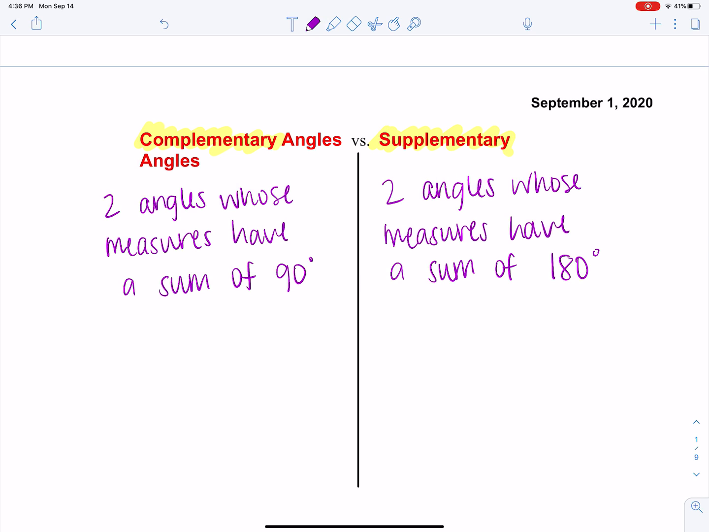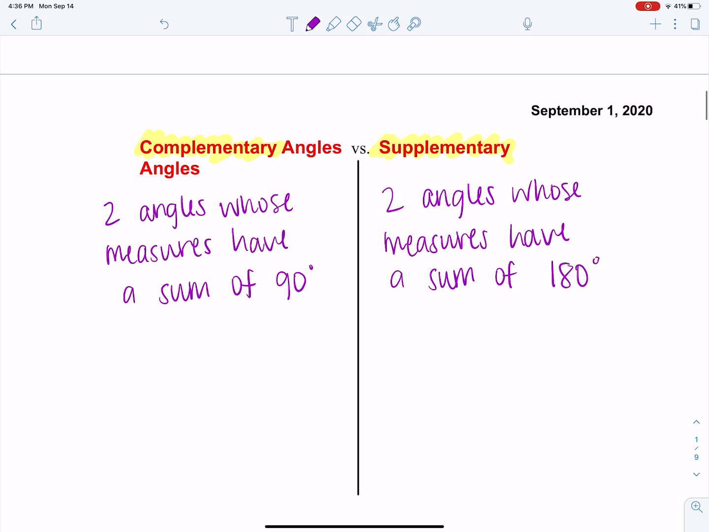And one cool way that helps me remember which is which, I take the first letter of the word. So complementary, you can very easily turn it into a 9. And supplementary, you can very easily turn into an 8. So complementary, 90, supplementary, 180.